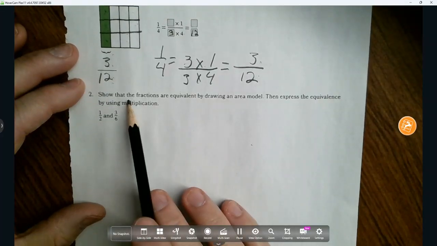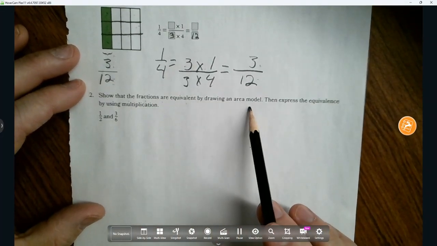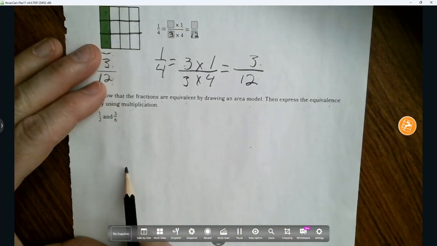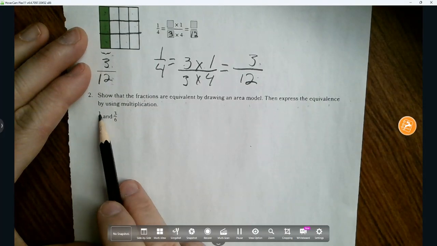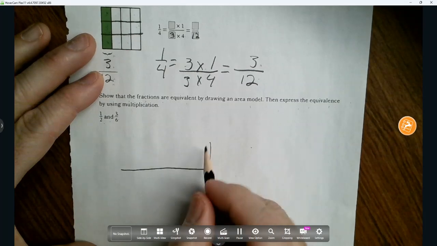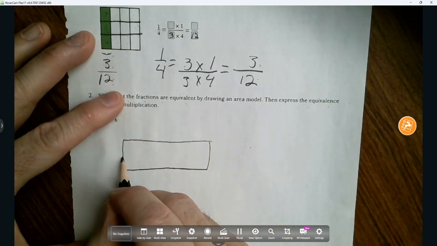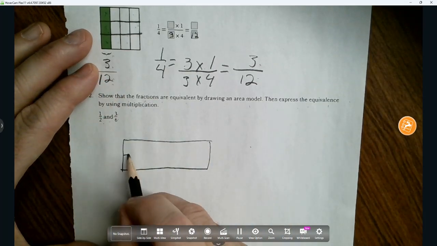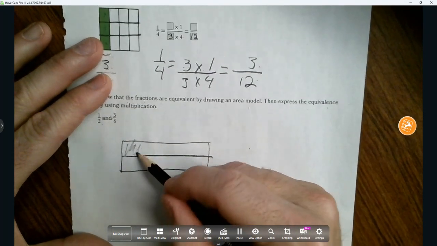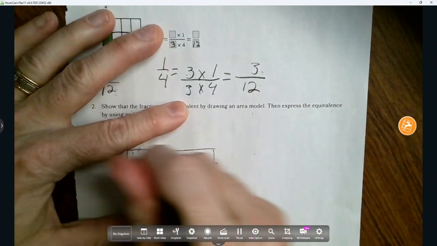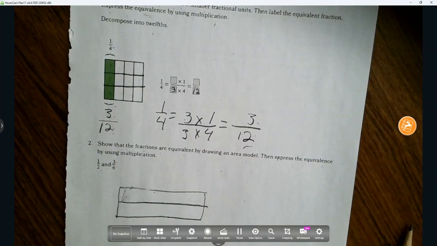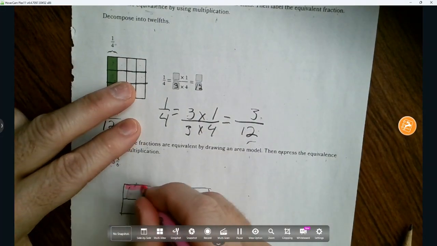Number 2 says, show the fractions are equivalent by drawing an area model, then express the equivalence by using multiplication. All right, I'm helping you on this one the whole way. So I have 1/2 and 3/6. And then I should really be coloring. You know what? Hold on. I have a highlighter right here. Let me grab the highlighter. Here's my highlighter. This will be a little nicer.